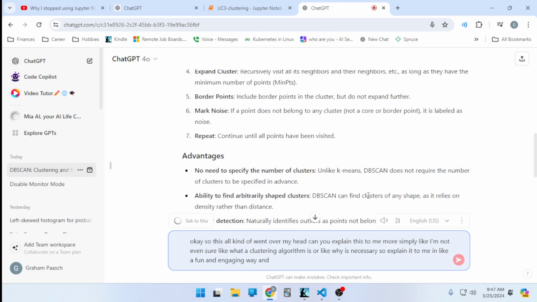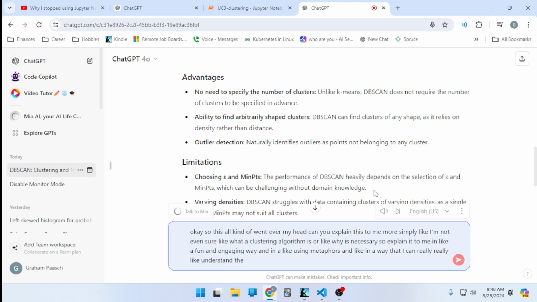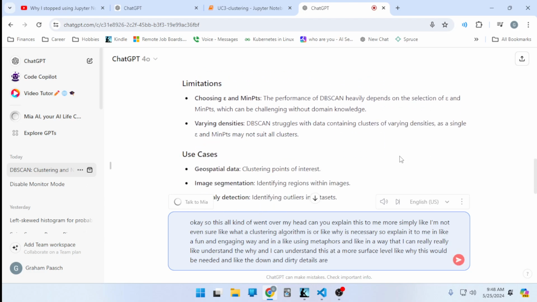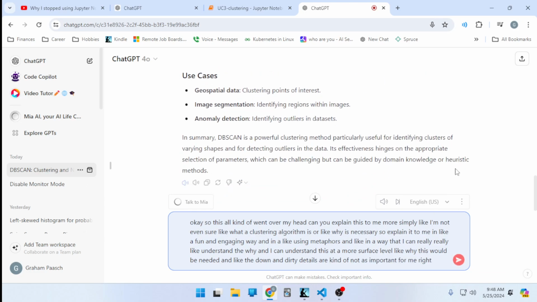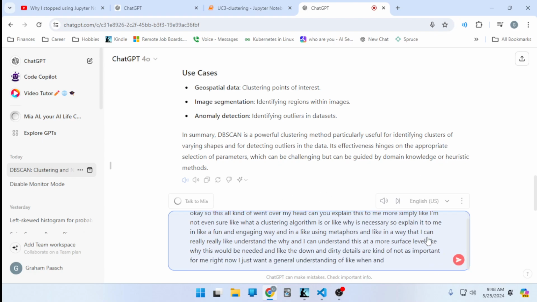And using metaphors, in a way that I can really understand the why, and I can understand this at a more surface level, like why this would be needed. The down and dirty details are not as important for me right now. I just want a general understanding of when and why this is relevant.